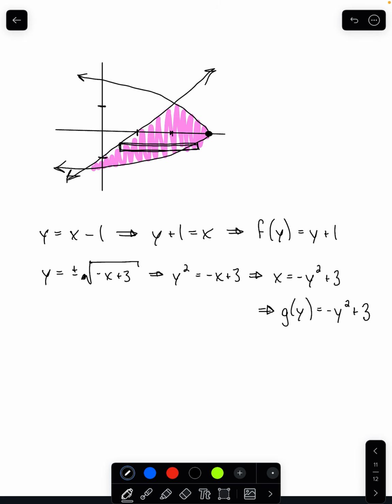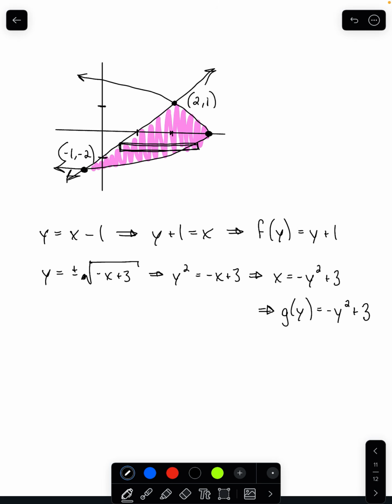To rephrase that, a top function is supposed to have a larger y value, whereas a bottom function has a smaller y value. Since we are interchanging the roles of the variables here, we need the function with the larger x value, the right function, minus the function with the smaller x value, the left function. We also are going to have to watch our limits of integration, because if we're doing this with respect to y, it is y values that we need to look at, not x values.